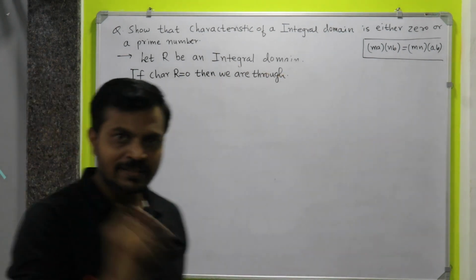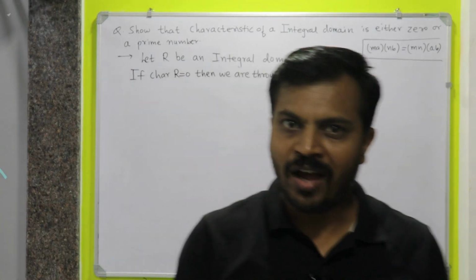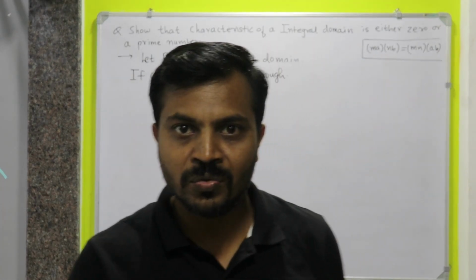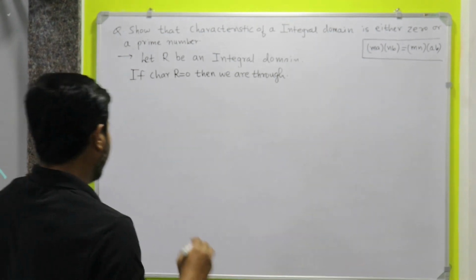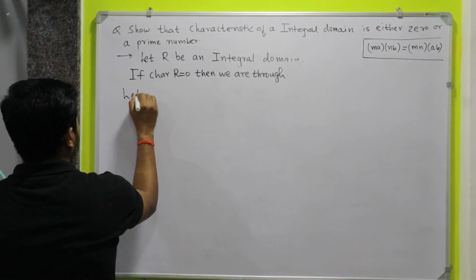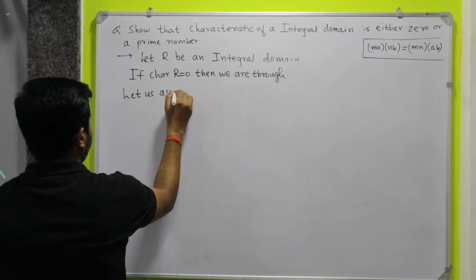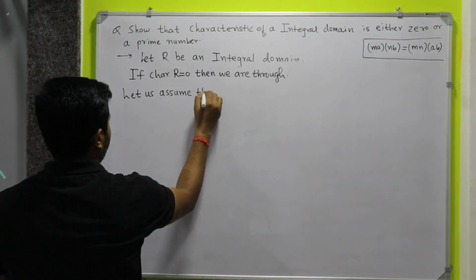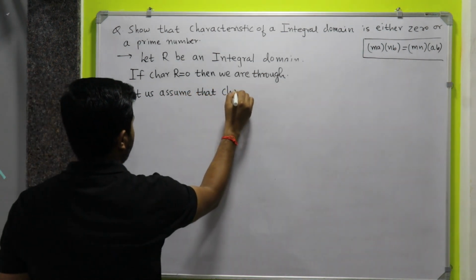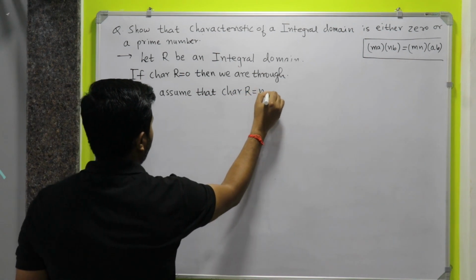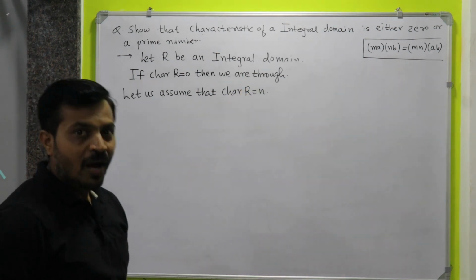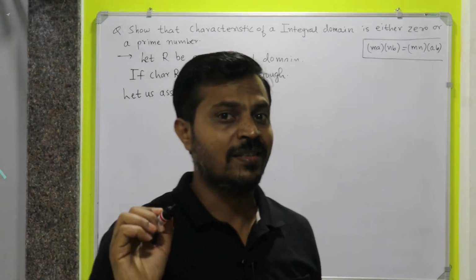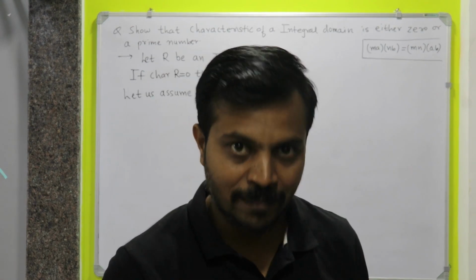Now let us assume that characteristic of R is some positive integer. So I will say let us assume that characteristic of R is actually equal to n. Now it remains to show that this n is actually a prime number.